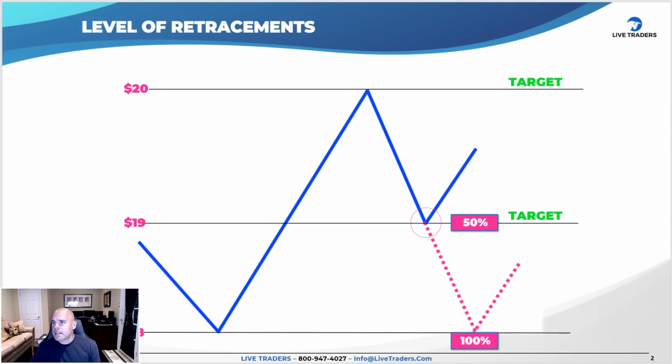You guys have seen this slide before. It's nothing new. It's a basic, beginner level slide. I'm not going to spend a long time on it because I think most of you understand the basics of this level of retracements. A lot of people ask, well, why 50%? Other than the fact that it's the middle ground. Well, it is the middle ground.